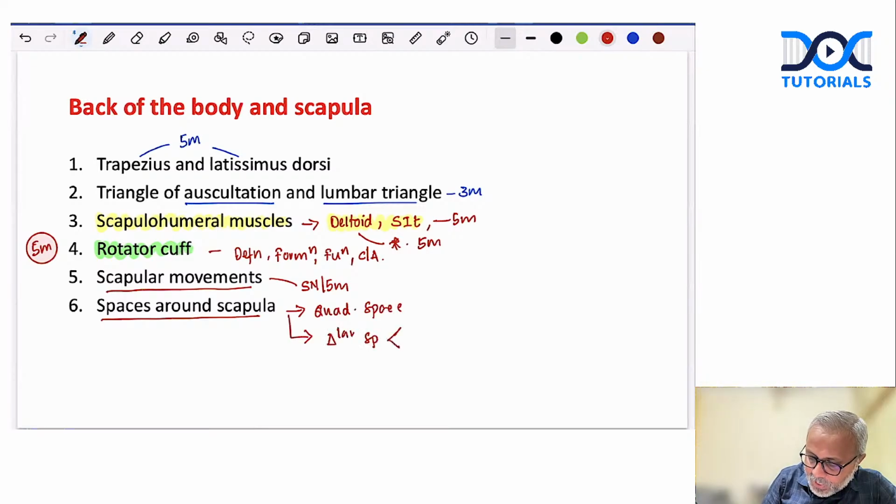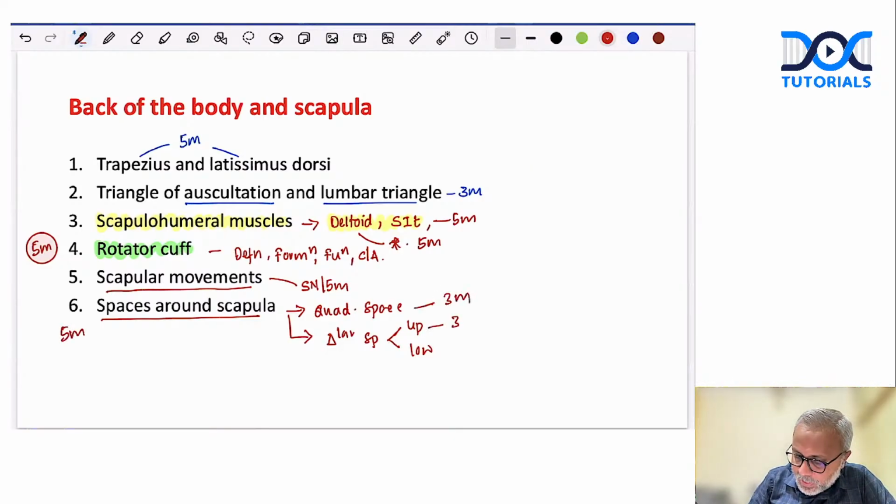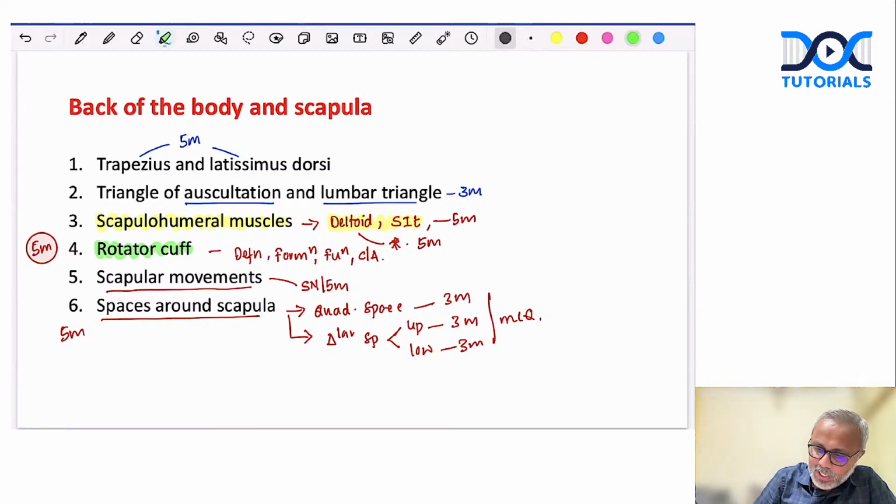And in triangular space, we have the upper and lower. All three could be asked as a 5 marker question again. Individual spaces could be important, 3 markers, or MCQ questions. Fine. So we need to know thoroughly what the boundaries and contents of the quadrangular and triangular spaces are. Right. So this is one topic, right?